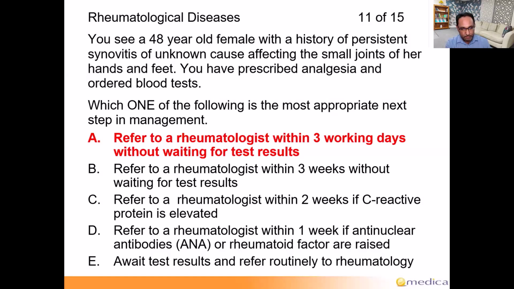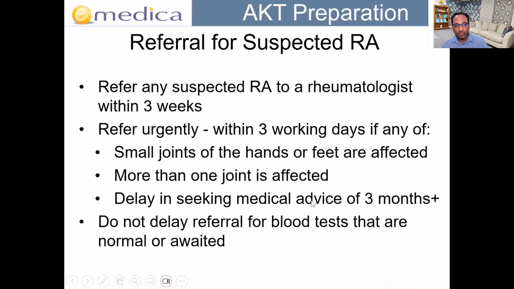Correct answer, they should be seen within 3 working days, or referred to be seen within 3. Why? Because this is one of the very high risk. So all patients with suspected rheumatoid should be referred to be seen within 3 weeks. But if they've got very high risk features, and for this patient, it's the fact that the small joints of hands and feet are affected, that's one of the very high risk features, then it's 3 working days rather than 3 weeks. So what are the other very high risk features?